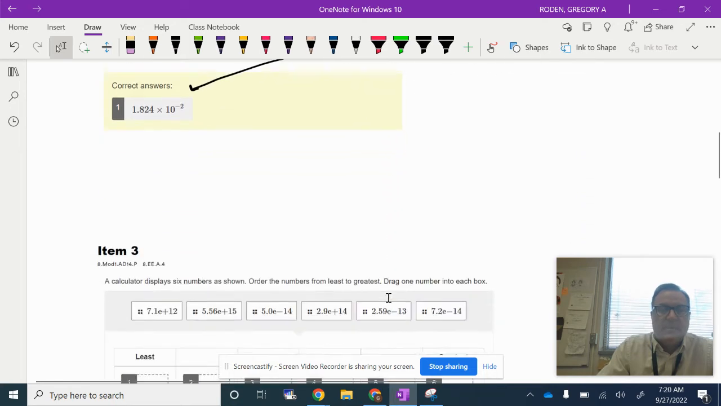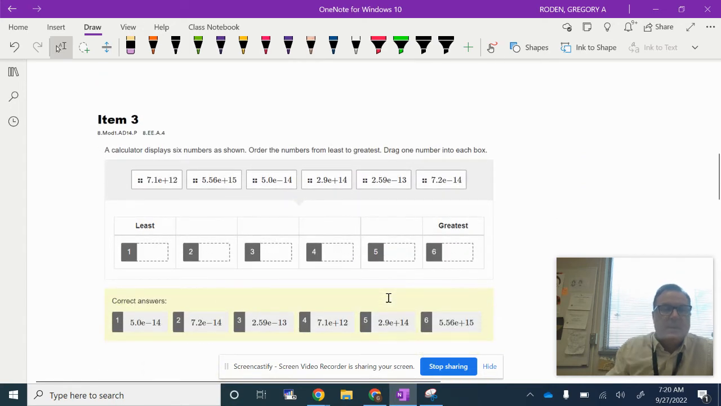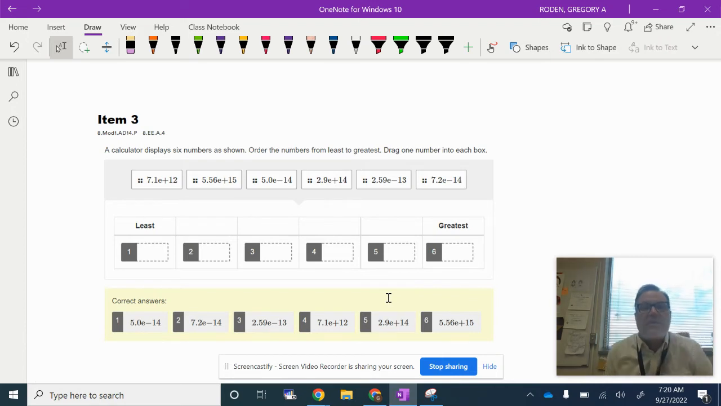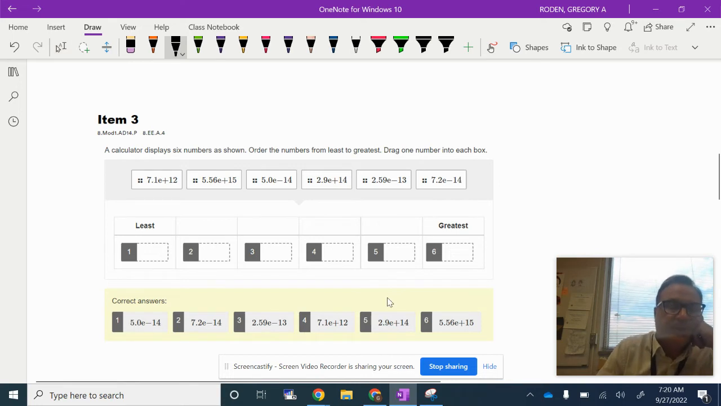Next problem is item 3. Okay, so let's see here. The calculator displays order the numbers from least to greatest. Okay, so let's see here. So the first one is 5.e to the -14th.